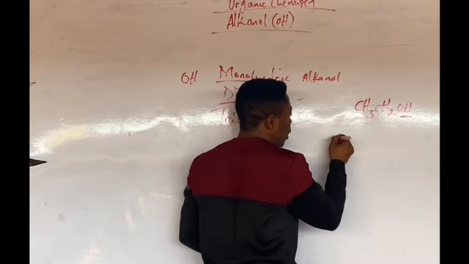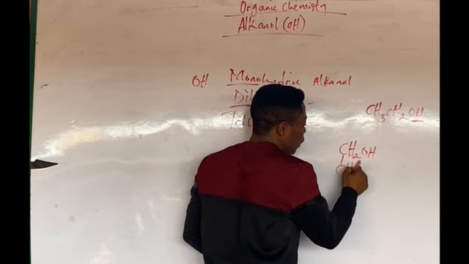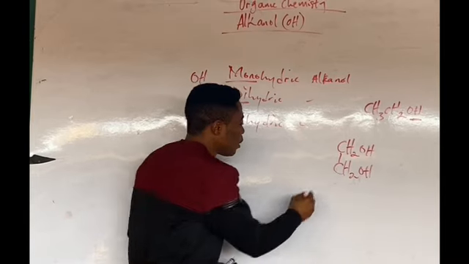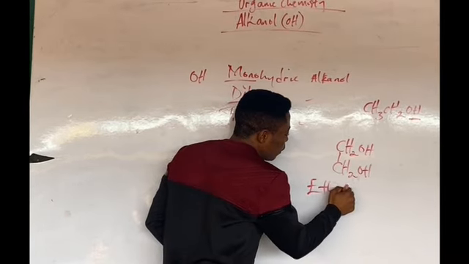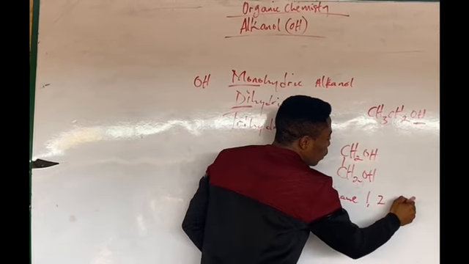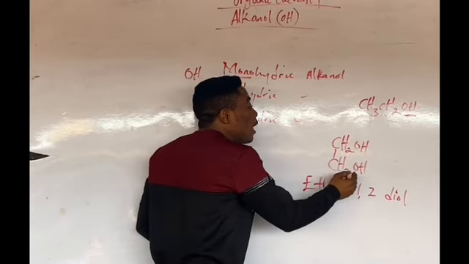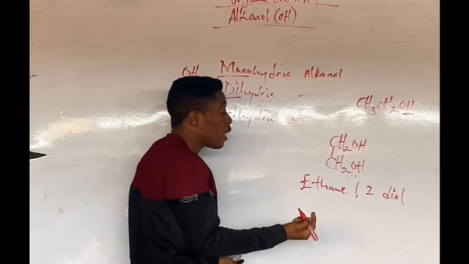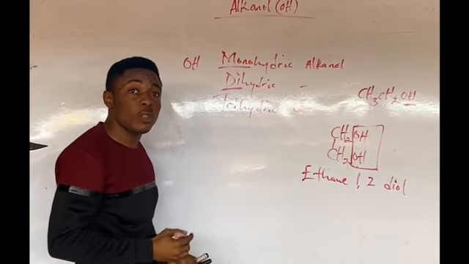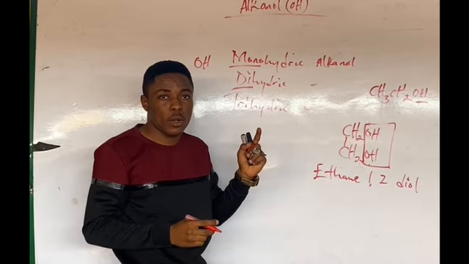Ethane 1,2-diol, and it's going to be like this. Ethane 1,2-diol. I'll write the IUPAC name, 1,2-diol. Now the hydroxy groups present here are 2. There are 2 hydroxy groups present, so which means it is a dihydric alkanol.